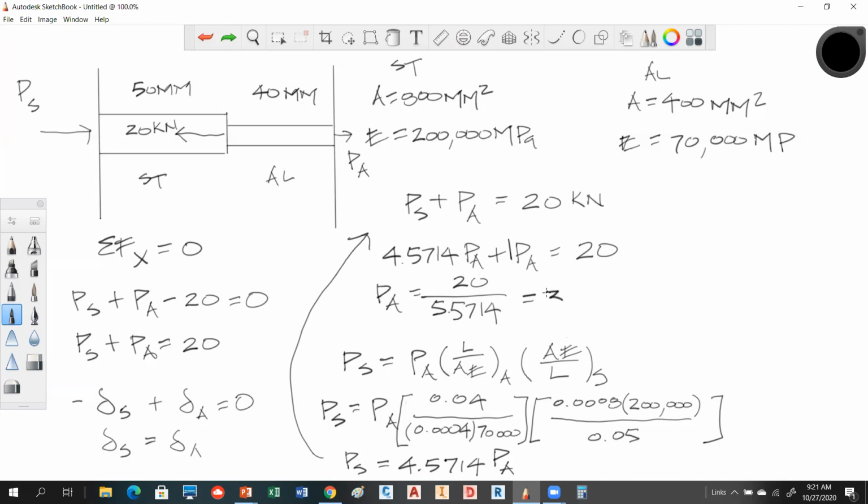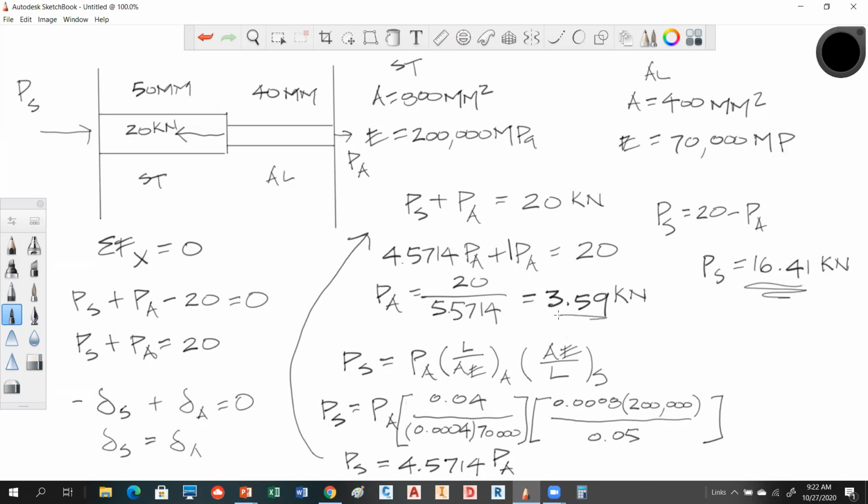So this should be 3. What'd you get? 3.59? Yeah, 3.59. Okay. So that tells me that we have 3.59 kilonewtons in the aluminum. And so the steel is just going to be equal to 20 minus the force in the aluminum. And that gives us that the steel is taking more of that force, which should kind of make sense. And that would be 16.41 kilonewtons. Okay? You guys get that?